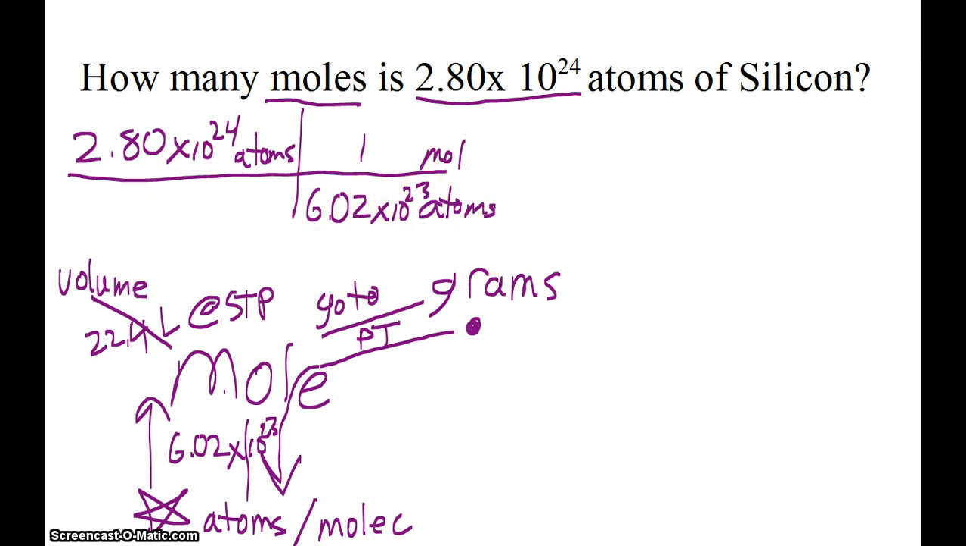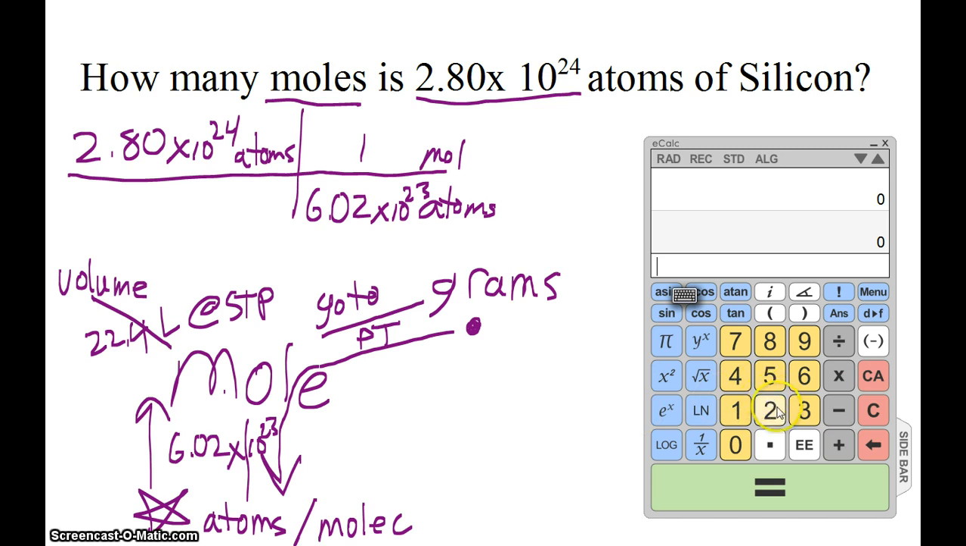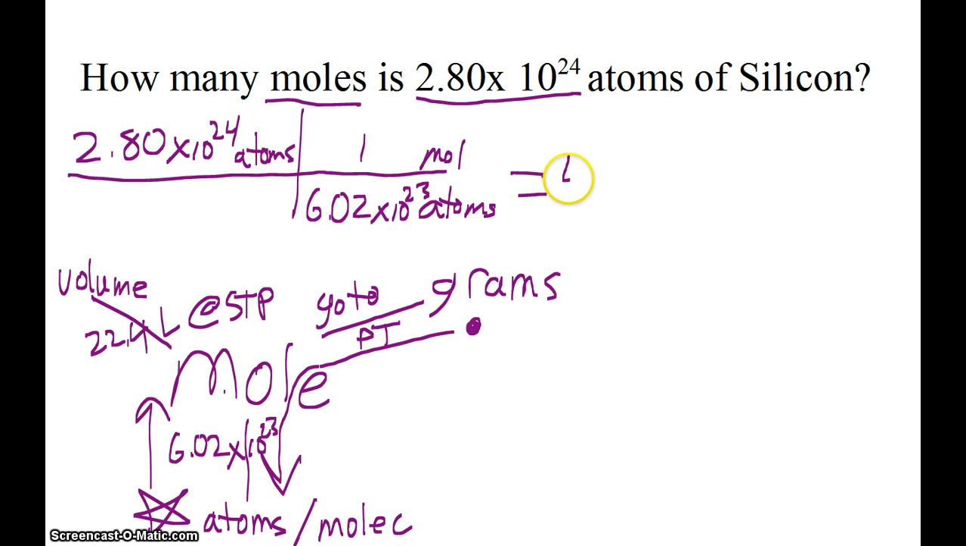Okay, so we just simply plug these into our calculator. We've got 2.80 times 10 to the 24th divided by 6.02 times 10 to the 23rd. And that ends up equaling 4.65. We need 3 sig figs, so yeah, 4.65. 4.65 moles of silicon. Alright, so let's work our next one here.